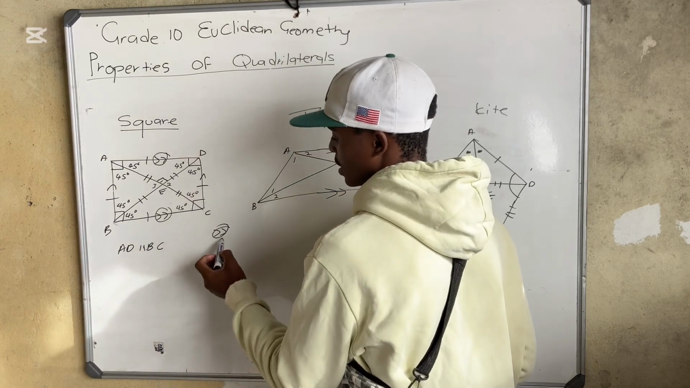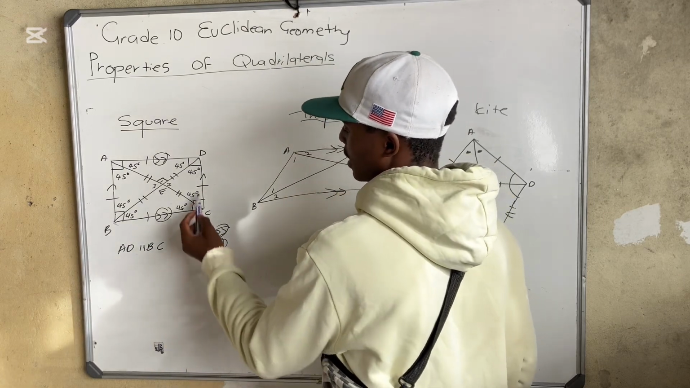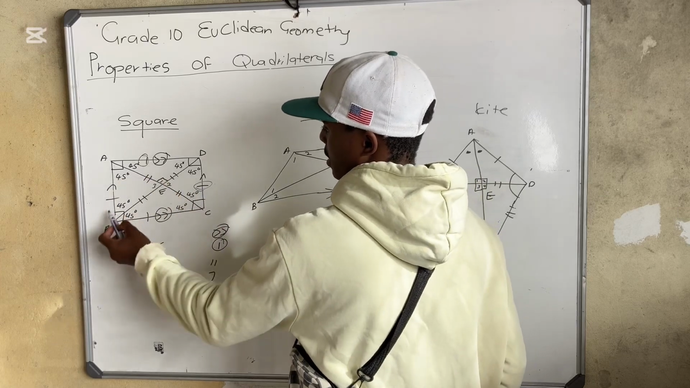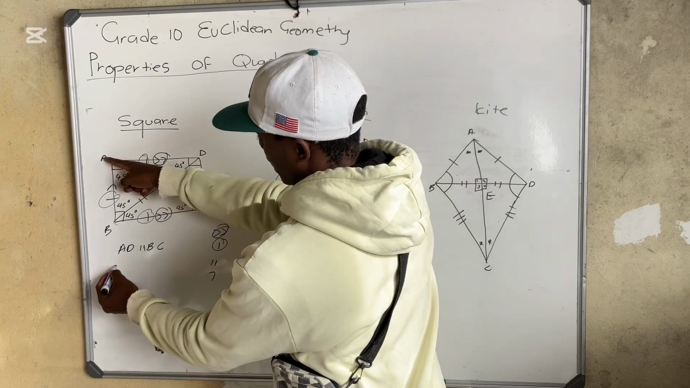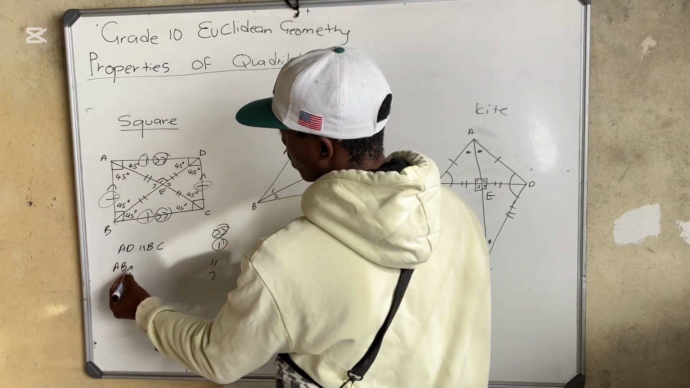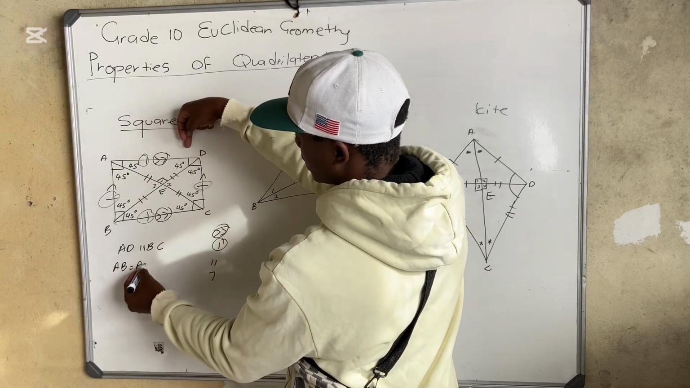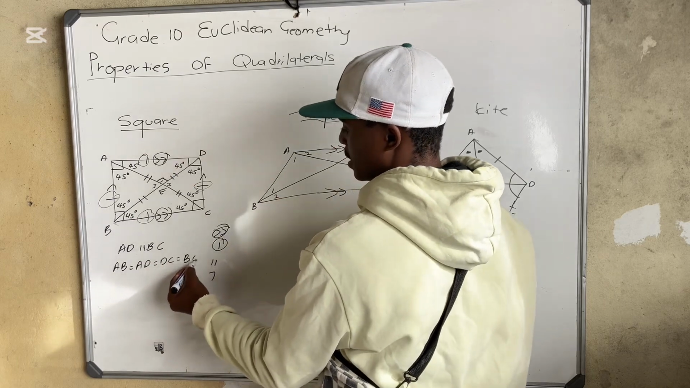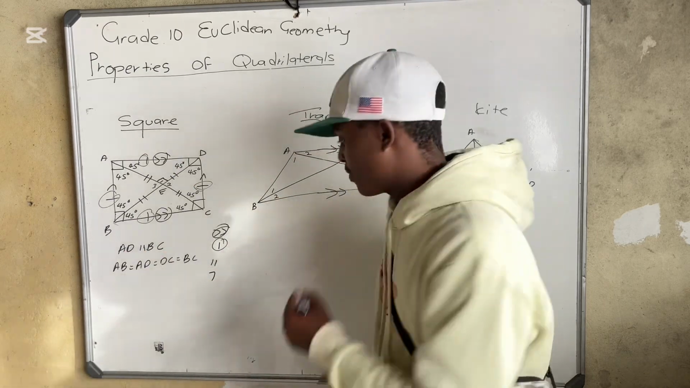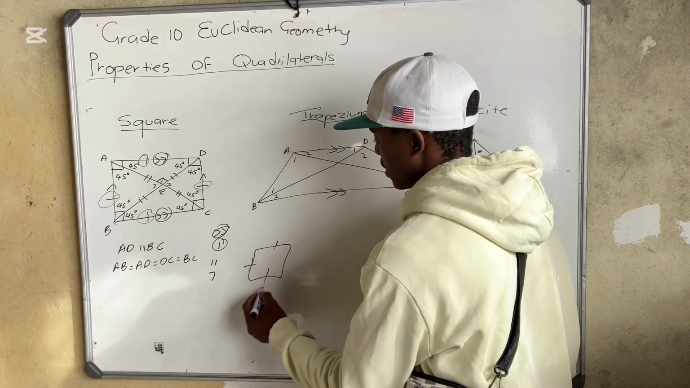Okay, let's move to this. This shows me that this, and this, and this are equal. So meaning angle AB is equal to angle AD is equal to DC is equal to BC. They are all equal. Like from grade 1 or 6, I don't know.